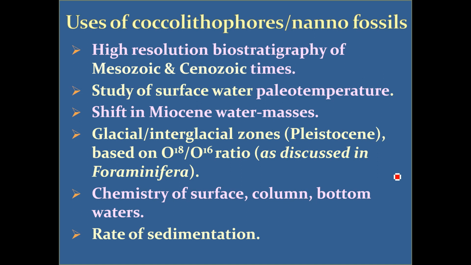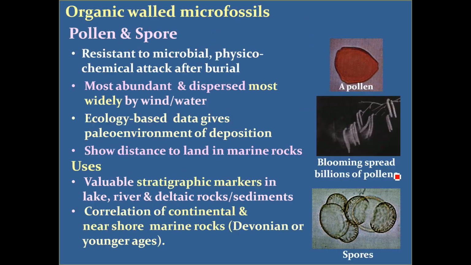The study of surface water paleotemperature is possible with them. They have also shown shift in Miocene water masses, which is very important because we know that in Miocene time, circulation of ocean current, ocean water has changed to a great degree, and they can also show us the glacial interglacial zones, particularly in Pleistocene time, on the basis of O18 and O16 ratio, as we have discussed in case of Foraminifera. They can also show the chemistry of surface, column, and bottom water, and also the rate of sedimentation.